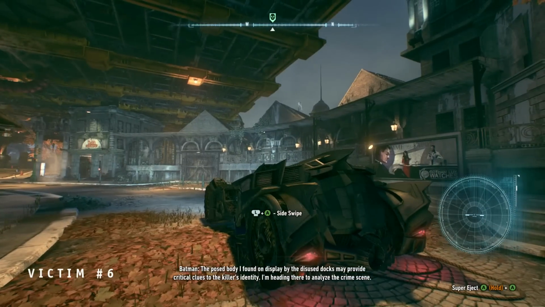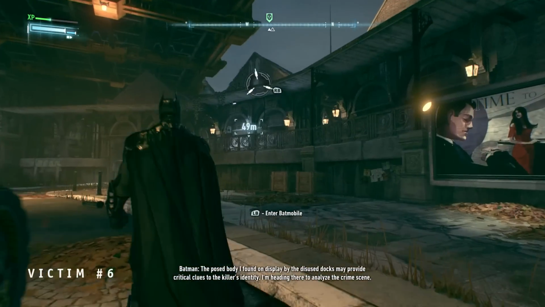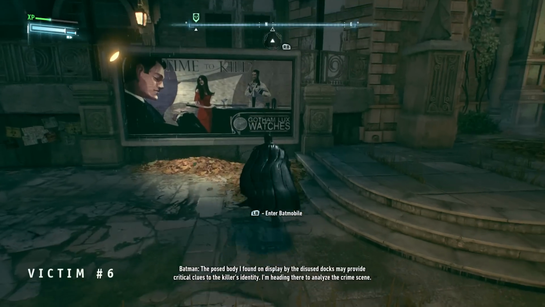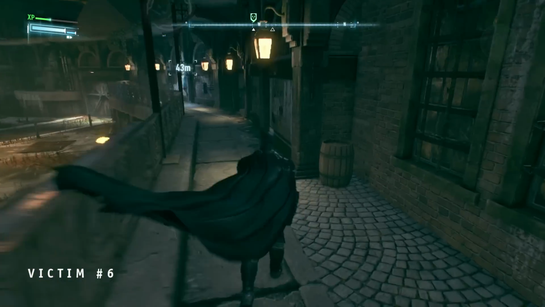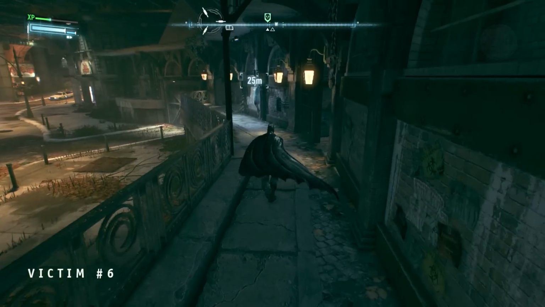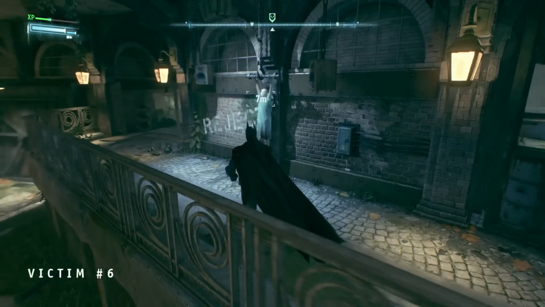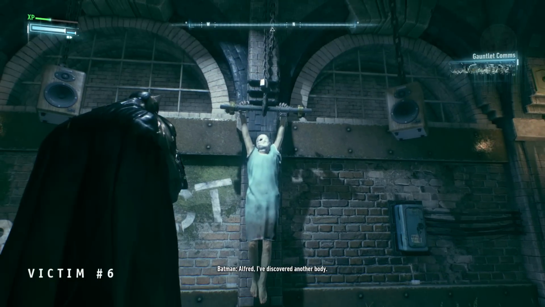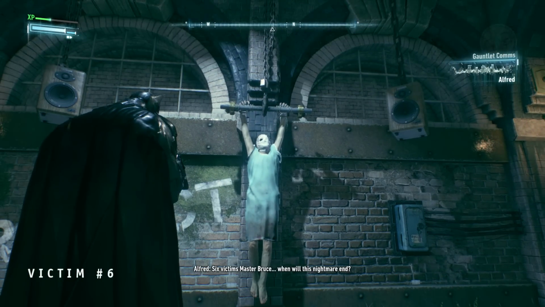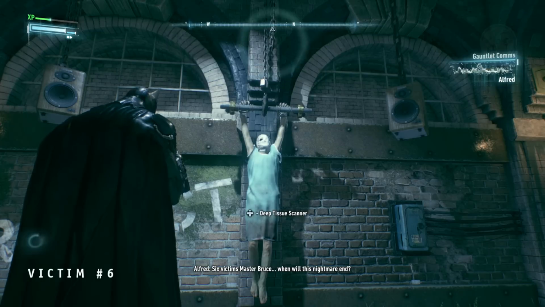The posed body I found on display by the disused docks may provide critical clues to the killer's identity. I'm heading there to analyze the crime scene. Alfred, I've discovered another body. 6 victims, Master Bruce. When will this nightmare end?